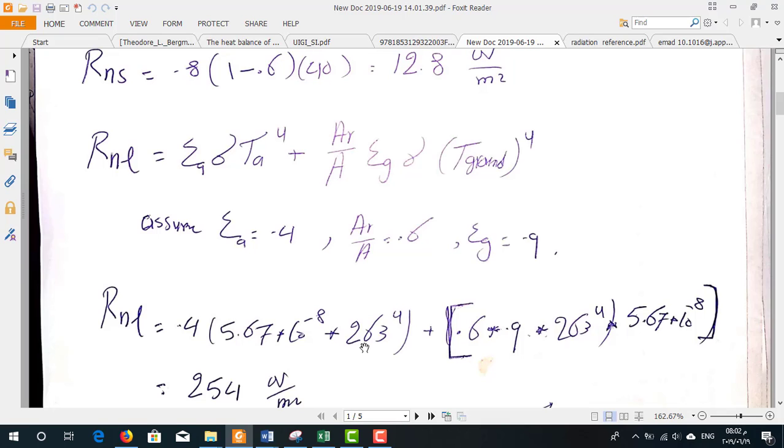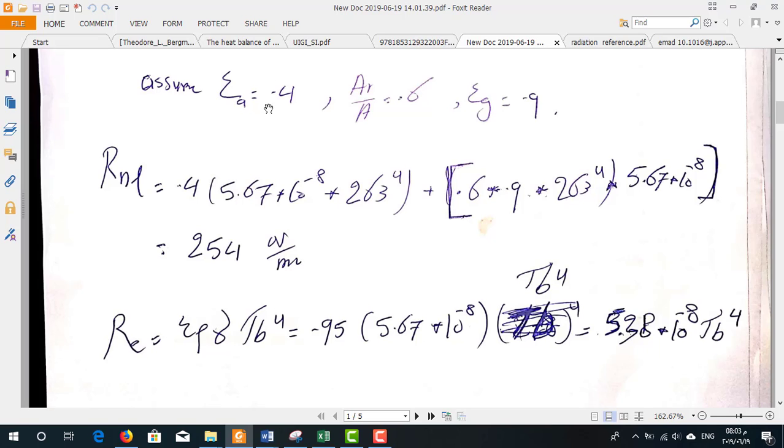It is equal to 263 power 4. This is in Kelvin. We must convert the Celsius degree to Kelvin, and we assume T ground is the same as the temperature of the air, because the temperature of the ground is mainly equal to the air, or slightly less or more. So the air and the ground are equal. We then have RNL equal to 254 watt per meter square.